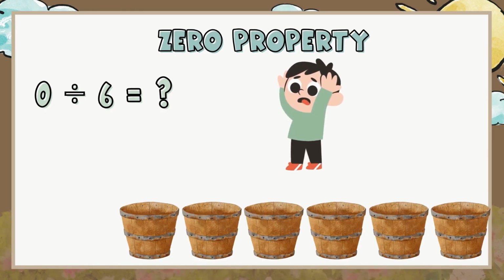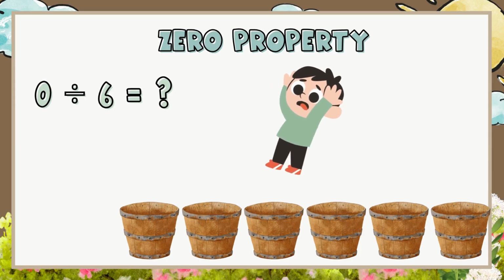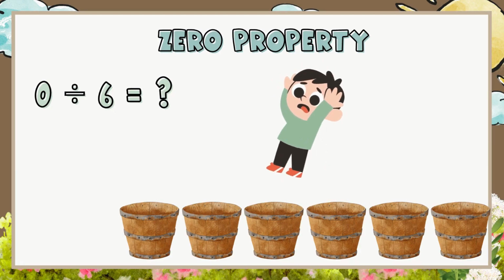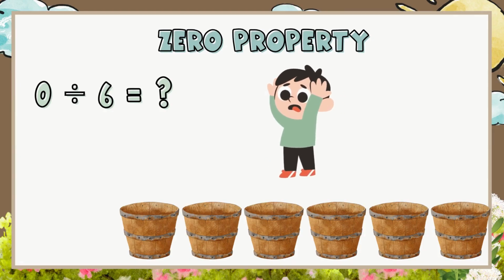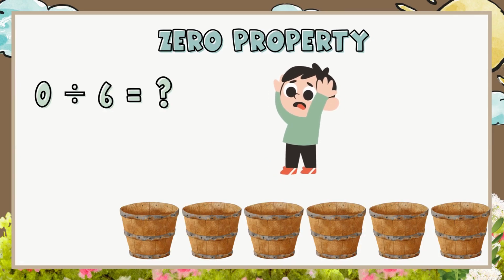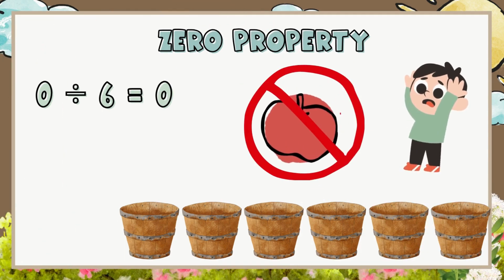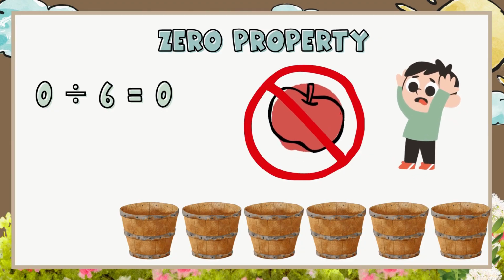Well, if we have a dividend of 0, that means we have no items to share. Oh no! As you can see here, our friend is really panicking, right? But it says divided by 6, which means we have 6 buckets, but nothing to share. So how many of our items will each of these buckets get if we have nothing? Exactly, we have no apples to share today.